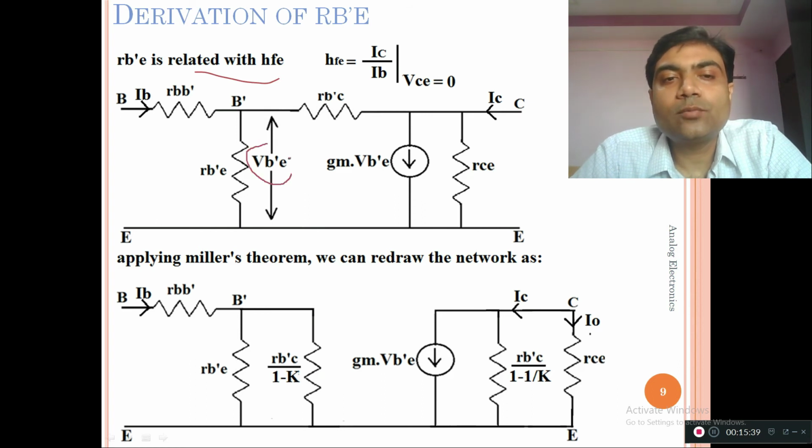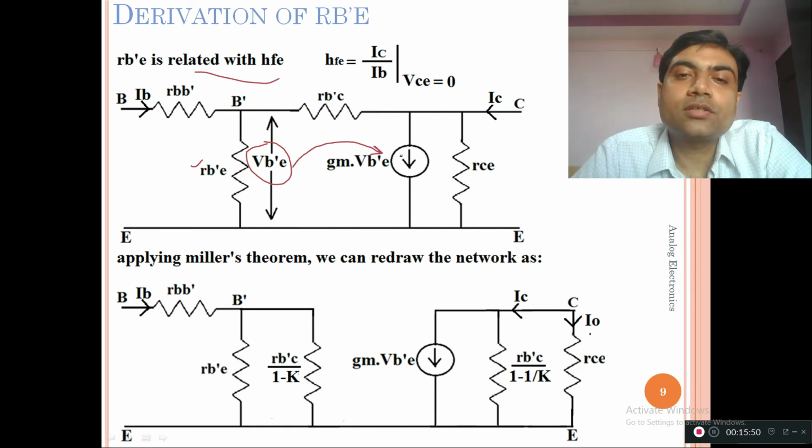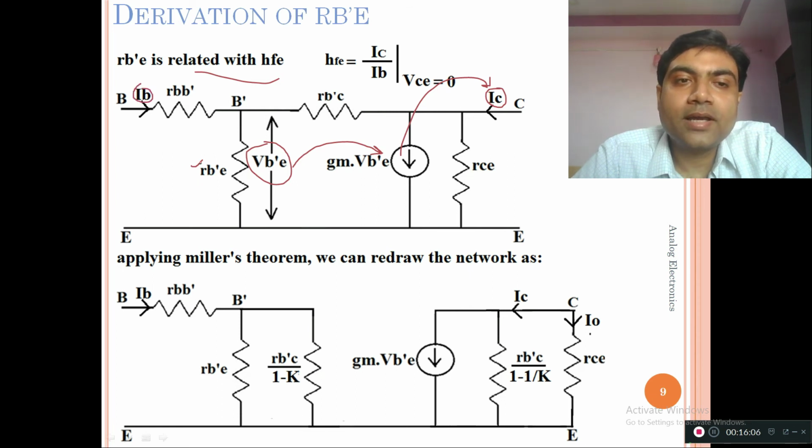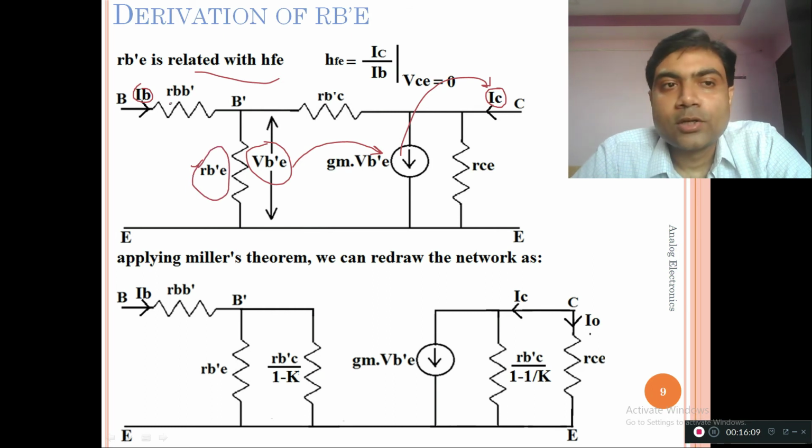VB dash E is the voltage which is present across RB dash E, and VB dash E is the same voltage which is responsible for this current source. Okay, and what is this current source? This is representing the value of the IC. So VB dash E is the value which is giving me the value of the IC. And how is this VB dash E formed? VB dash E is formed by this input current multiplied by this resistance. So ultimately the VB dash E, which is related with the collector current IC, is giving me the interrelationship between IC and IB. Is it not?